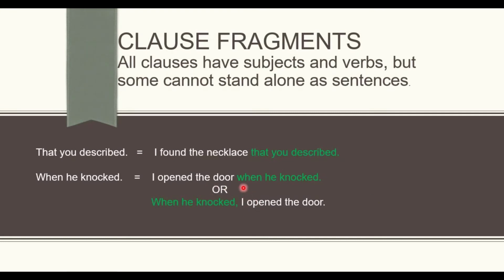Remember that clauses can begin with relative pronouns, just like that, who, whose, and some subordinating adverbs, just like when, where, whenever, etc.